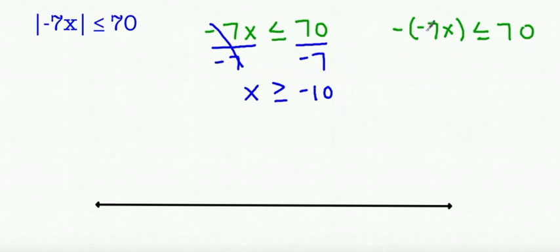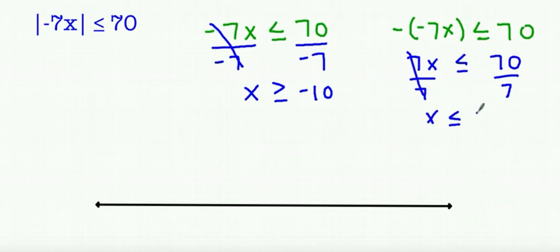Here, negative times a negative, we have 7x is less than or equal to 70. To isolate the x, we divide both sides by 7. So x is now less than or equal to 10. So on our number line, I'm going to draw out negative 10, 0, and positive 10.